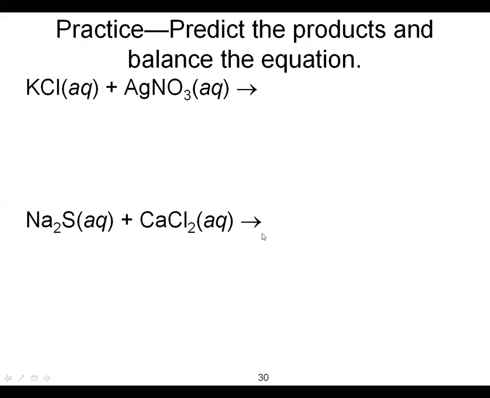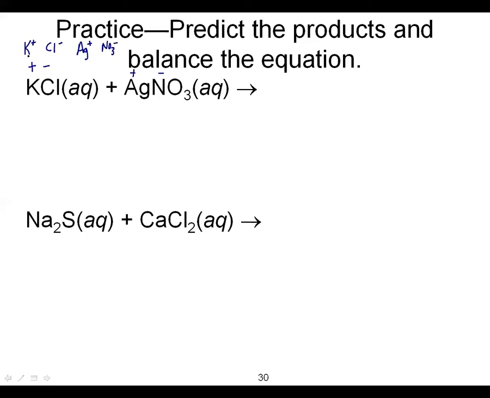All right, if we look at these, you should be able to recognize them as double displacement. We have a positive and negative guy, and a positive and negative guy. To predict what's on the other side, we take the basic units. Potassium chloride is potassium with a +1 charge and chloride with a -1 charge. Silver nitrate is silver with a +1 charge and nitrate with a -1 charge.